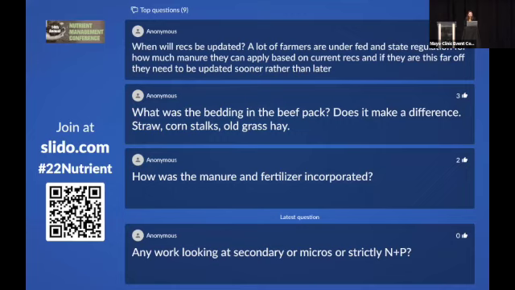All right, so when will RECs be updated? A lot of farmers are under federal and state regulation for how much more they can apply based on current RECs. And if they are this far off, they need to be updated sooner rather than later. Yes, we are certainly working on that. One of the things that I mentioned is that this was applied under really wet conditions. We've always known that the availability factors are just an average and they account for wet years, dry years, et cetera. So some of the stuff that we were really off on was obviously under really wet conditions.